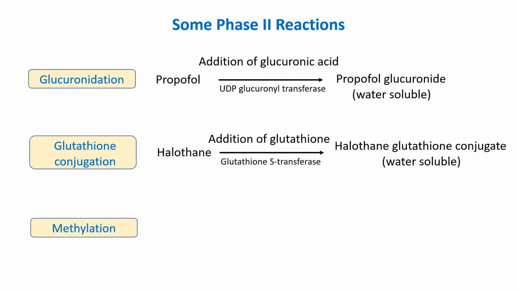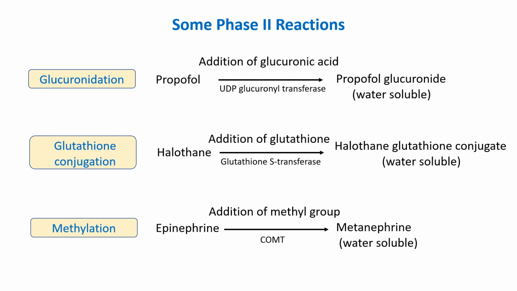Methylation involves the addition of a methyl group to the drug or its metabolite. Epinephrine undergoes methylation to form metanephrine, which is catalyzed by catechol-O-methyl transferase. Metanephrine is more water-soluble and excreted in urine.